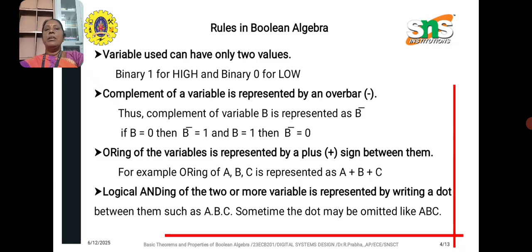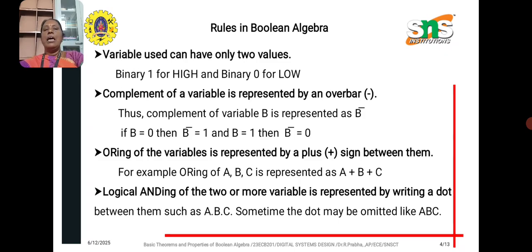Next, the ORing operation is given by a plus sign in between the variables. For example, if we have three variables a, b and c, the OR of these three variables will be represented by a plus b plus c. Next is the AND operation. That is the multiplication operation, and OR is the addition operation.